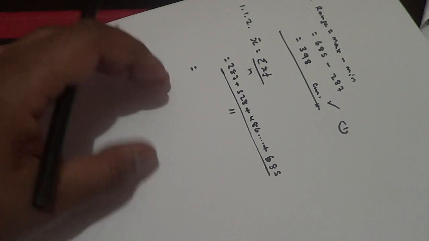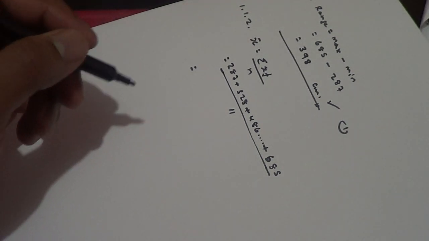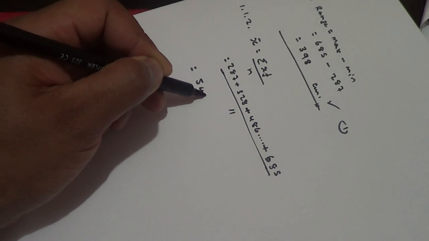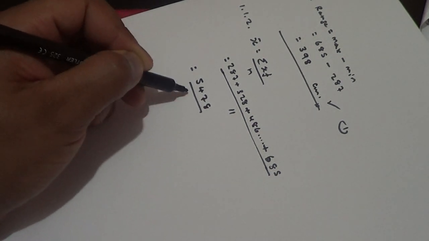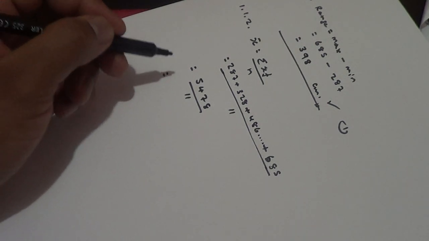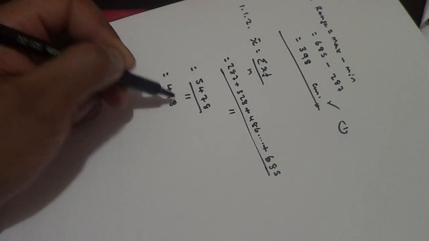374 plus 374 plus 486 plus 492 plus 501 plus 522 plus 583 plus 601 plus 619 plus 685. All right, so I'm getting 5,478. All of that over 11. Then we do that. I'm getting 498.